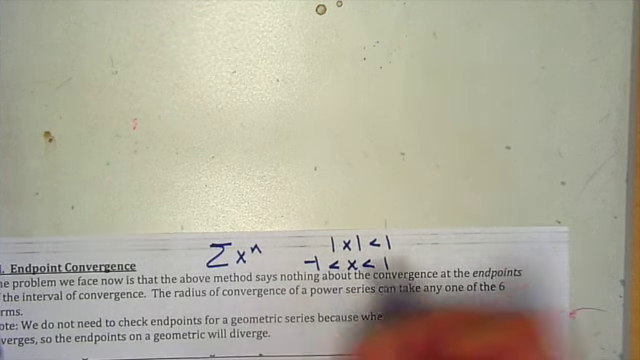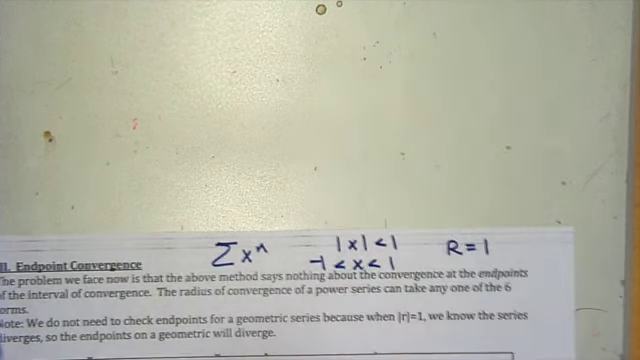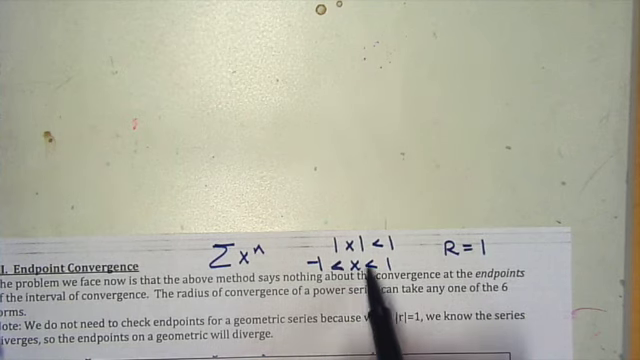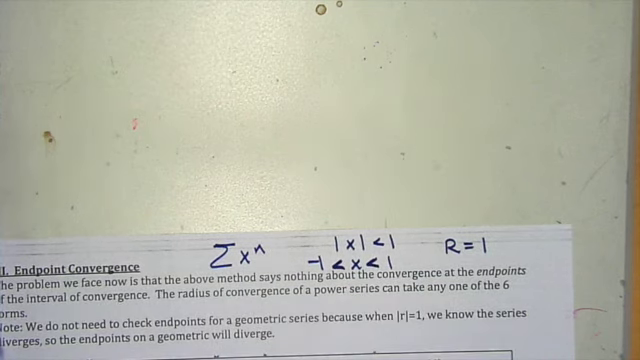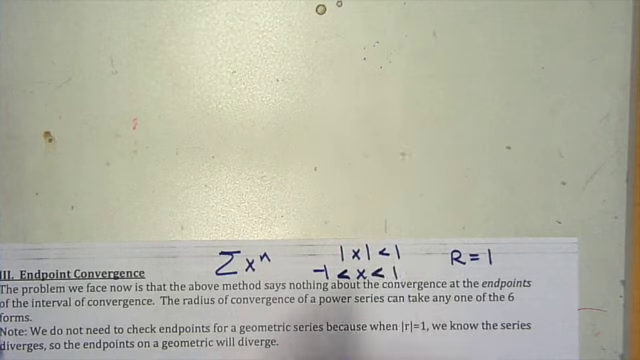And this is your interval. My radius of convergence would be 1. And we know that neither of these symbols are going to have an equal sign, because when it's equal to 1 for a geometric series, it diverges.